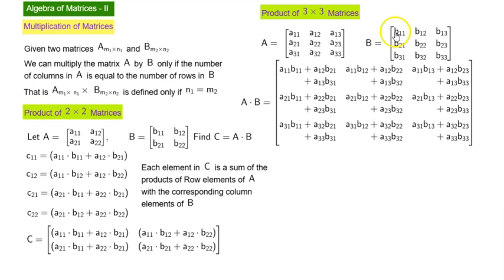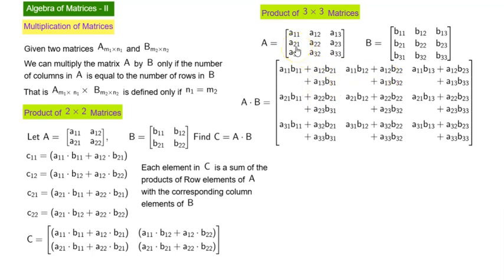A11 times B11 plus A sub 12 times B sub 21 plus A sub 13 times B sub 31. So first row, first column. Then first row, second column. Then first row, third column. That gives us the first row of the resulting matrix.